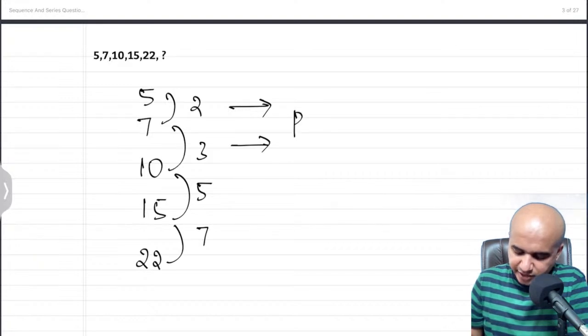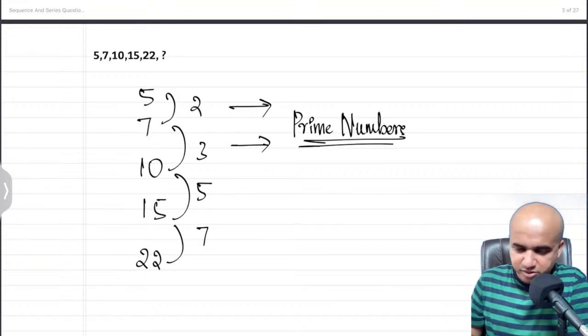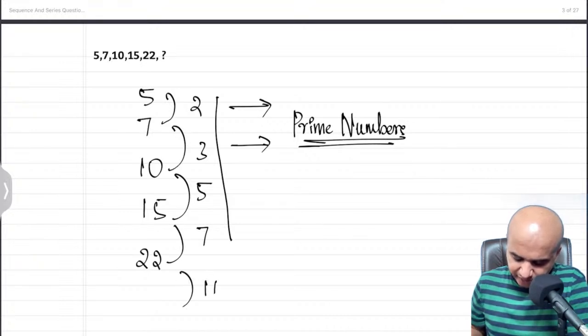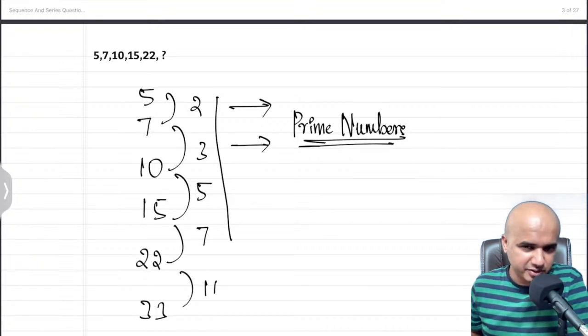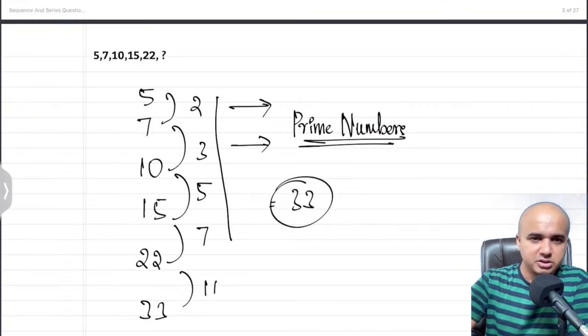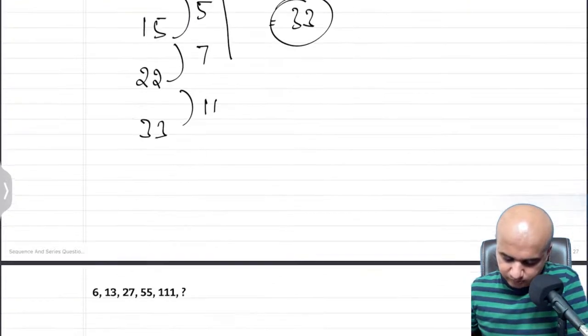So once again, we can easily say these are nothing but prime numbers. Prime numbers are those numbers which are divisible only by themselves and not by any other number. So if you look at this, all these are prime numbers. The next prime number in this series would be 11. So 22 plus 11 would be 33. So the answer in this case is 33. Let's move on.